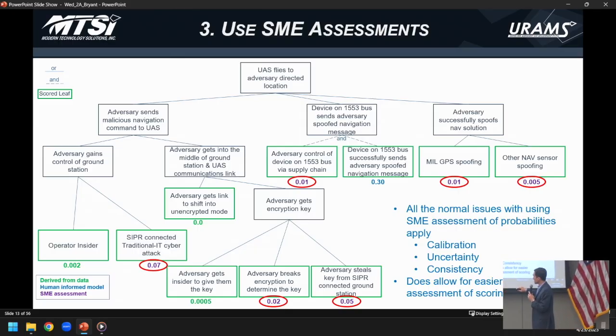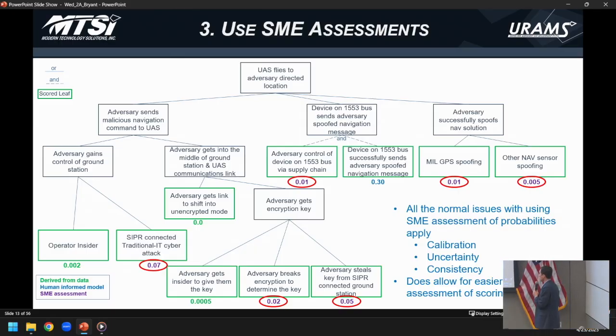It is a much more specific question to say, what is the probability that an adversary will be able to launch a cyber attack over SIPR that will compromise control of the ground station, than to say, what is the probability that an adversary will accomplish this giant mission effect? And so you can start talking about things like what data you have, what tests you've done. Actually, I'm getting ahead of myself on the next slides.